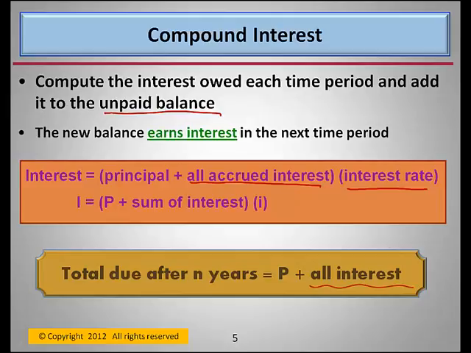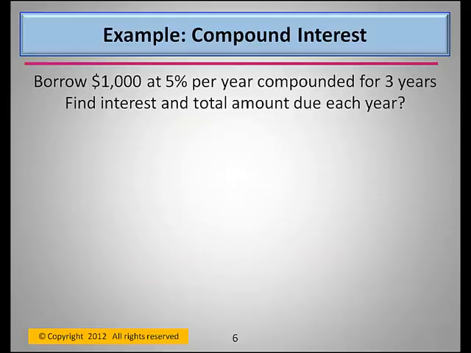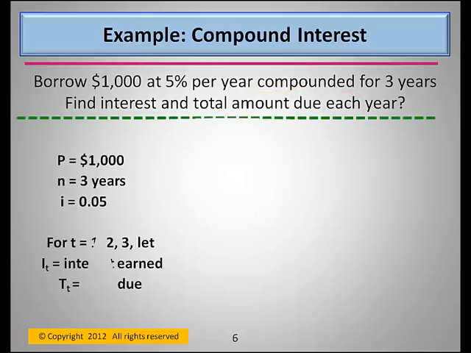If no intervening payments of interest or principal are made, the total repayment after N years is the principal plus all the accrued interest. As an example of compound interest, assume the same loan of $1,000 with repayment of principal and all accrued interest at the end of 3 years. Now let the interest be 5%, but compounded annually. What is the interest and total amount due after 3 years? Here are the values for P, N, and i. To get started, we will define I sub t as the interest that is earned and due each year, and capital T sub t as the total repayment that is due each year.